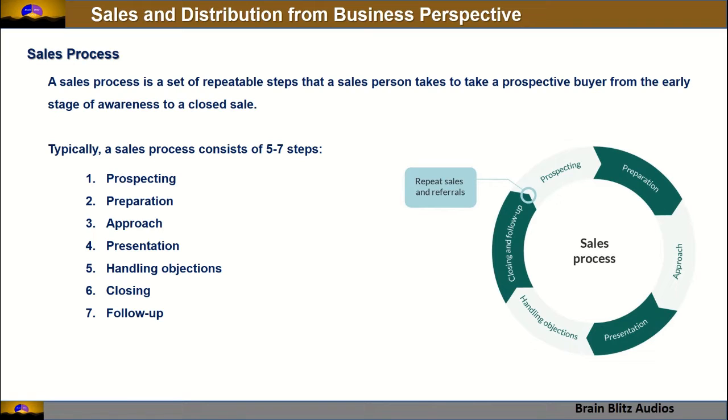First one is prospecting. It means identifying a customer or an opportunity. Then you prepare, then you approach them. Then presentation, then handling objections, then closing and follow up. So these are the steps which normally take part in the sales process. These are the steps or processes which we need to map in sales and distribution when talking from a SAP perspective as well.